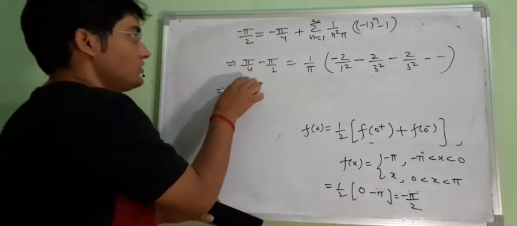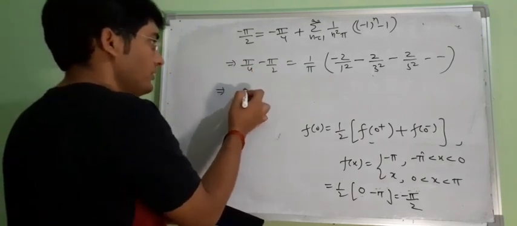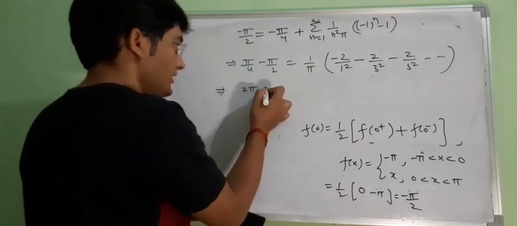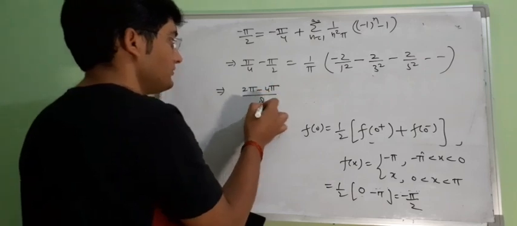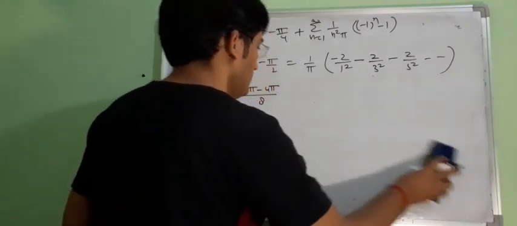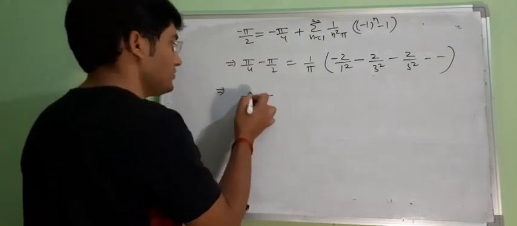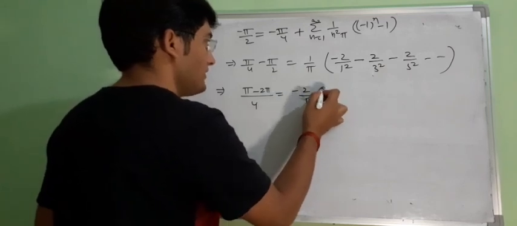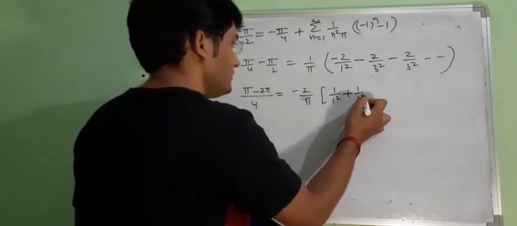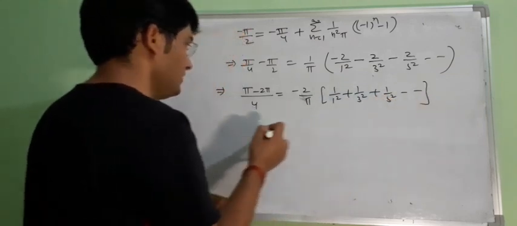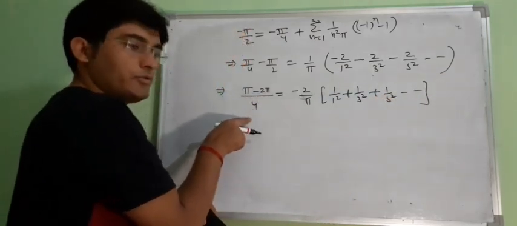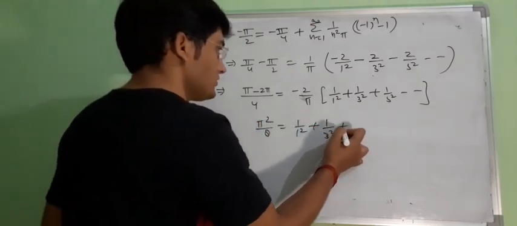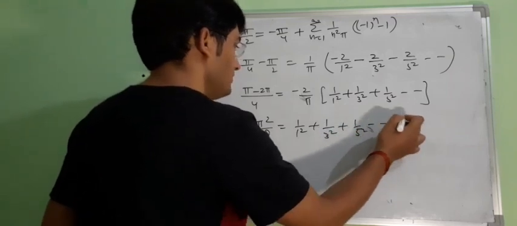Now here, this will be 2 pi minus 4 pi divided by 8. Or you can say that our LCM is 4, so this is pi minus 2 pi. So equal to minus 2 upon pi, and in the bracket we will have 1 upon 1 square, 1 upon 3 square, 1 upon 5 square, and so on. So this is equal to, now this will be a minus pi by 4, so this will be pi square by 8. So the sum of this series is equal to pi square upon 8.